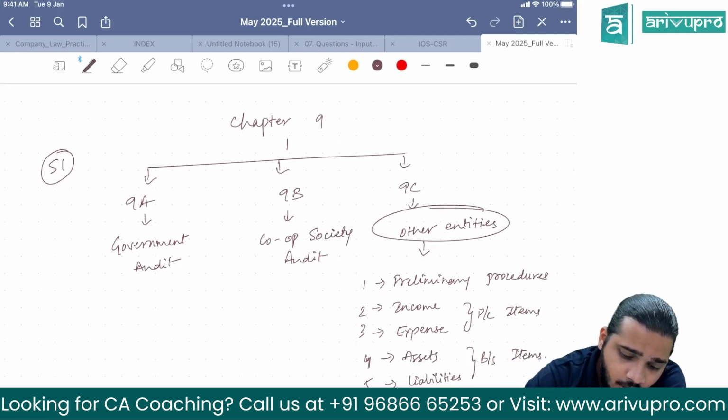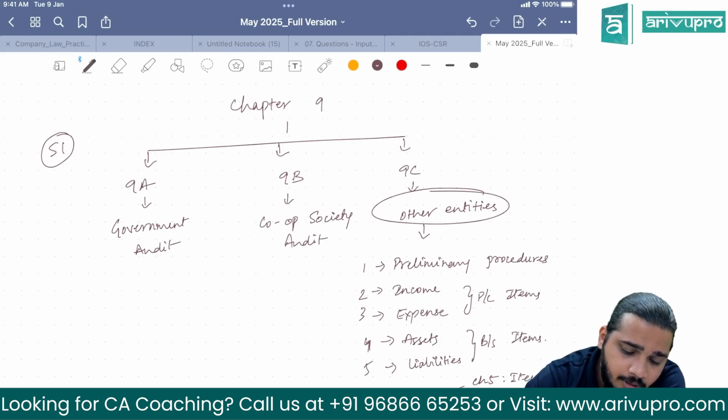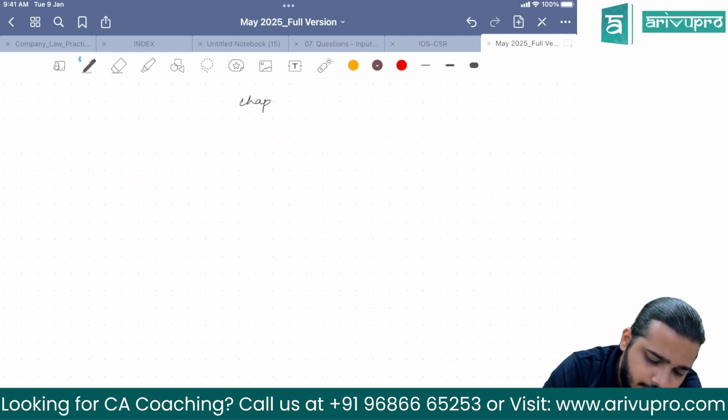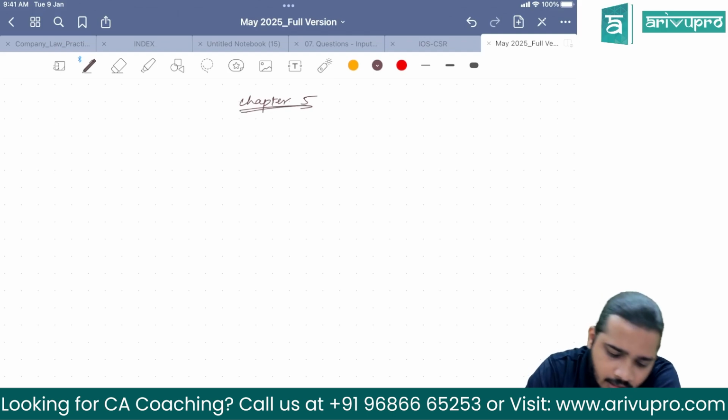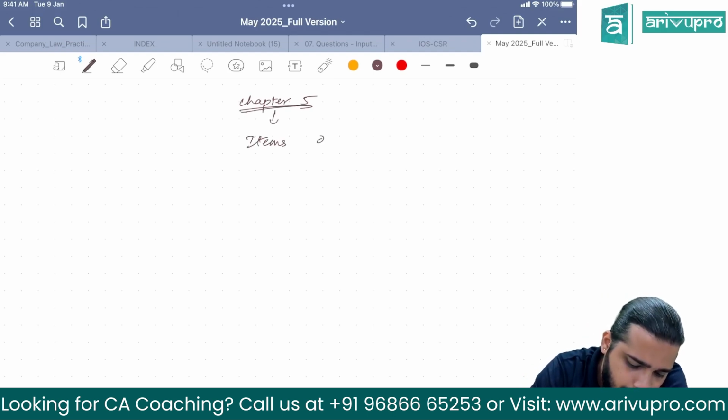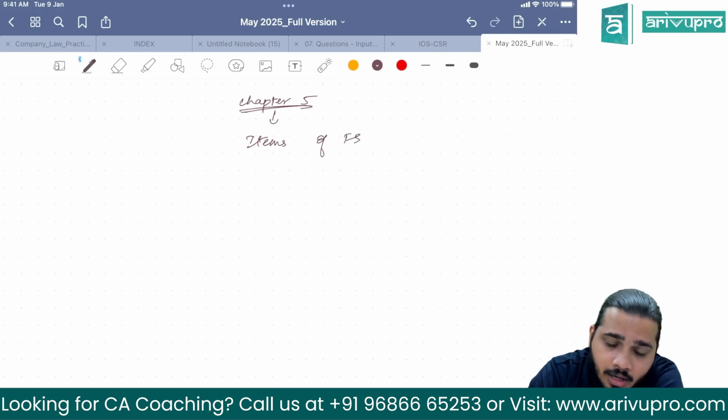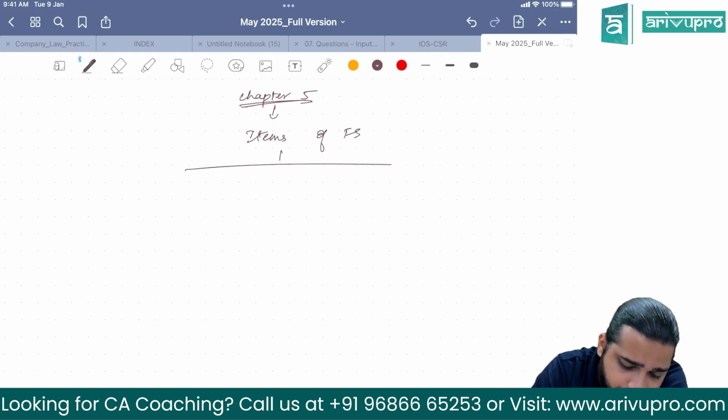Okay. Now, how do I study chapter number 5? Chapter number 5 also has very similar template. Clear? In chapter number 5, we have items of financial statements. Items of financial statements. In that, we have two types of items: balance sheet and P&L items.